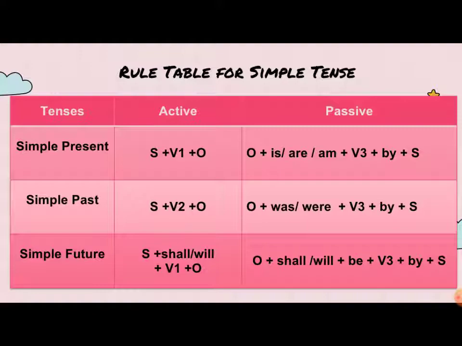When the sentence is in the future tense, simple future tense, the structure will be subject plus shall or will plus the present form of the verb plus object. When you change the future tense into passive voice, the structure will be object plus shall or will plus be. You have to add this word be plus past participle form of the verb plus by plus subject.